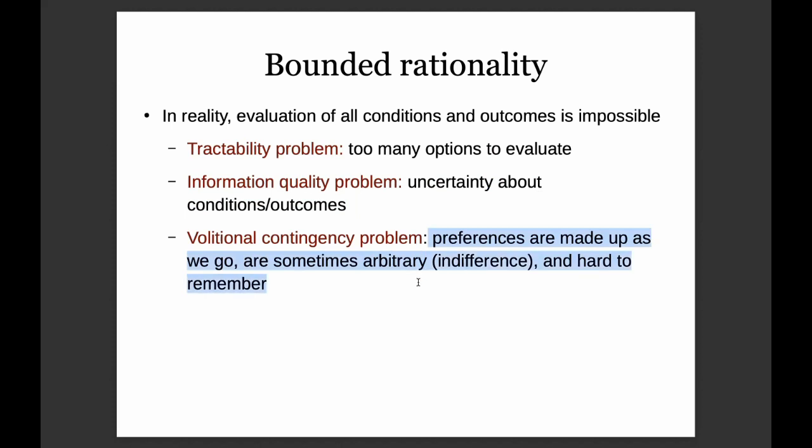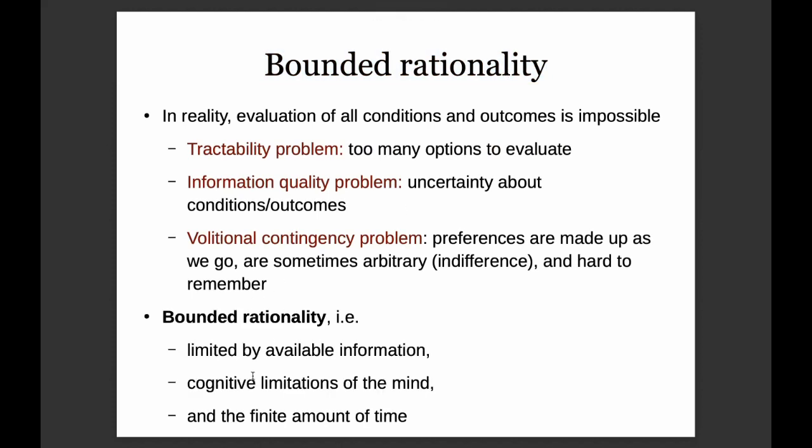The preferences are made up as we go. Sometimes we have arbitrary preferences. We don't know really what we prefer. Sometimes we have preferences that are caused by indifference, and these are hard to remember. Once I decide to take something, the second time I decide to take something else, and at the end I don't care about the two options. So the paradigm of bounded rationality means that we are accepting that the decision making of the agent is limited by the available information, by the cognitive limitations of the mind, and by the finite amount of time that can be dedicated to take a decision.